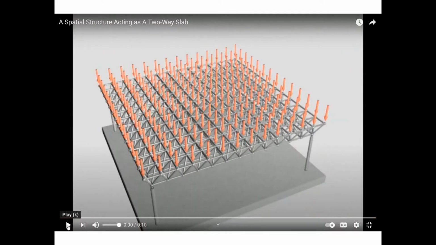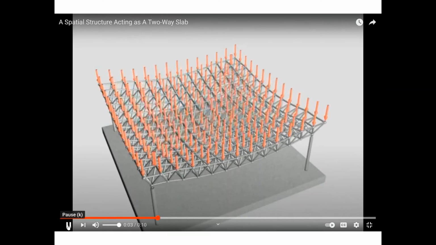Let me explain it. We have 4 beams around this rectangle or this square. So the load of this slab will be shared by 4 beams, to right and to left, to top and to bottom, like this. Because this spatial structure bends in two directions.